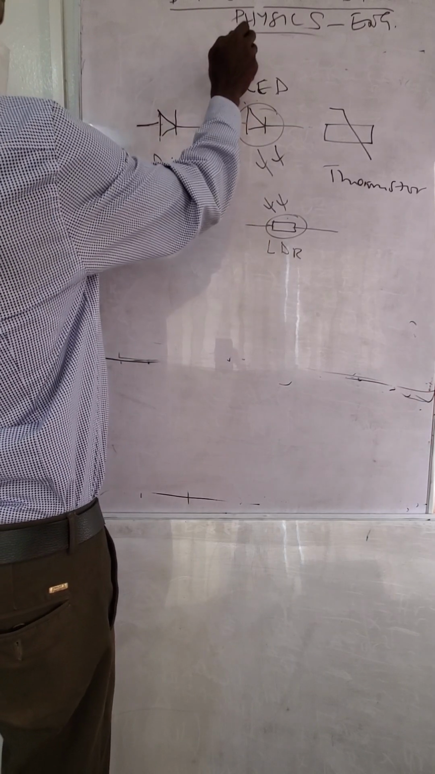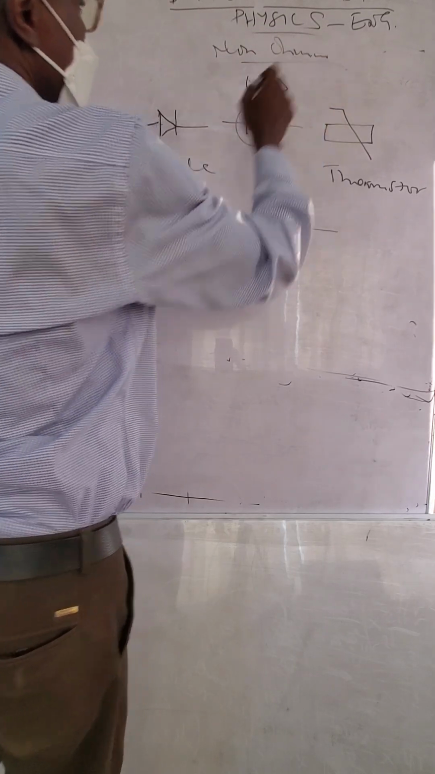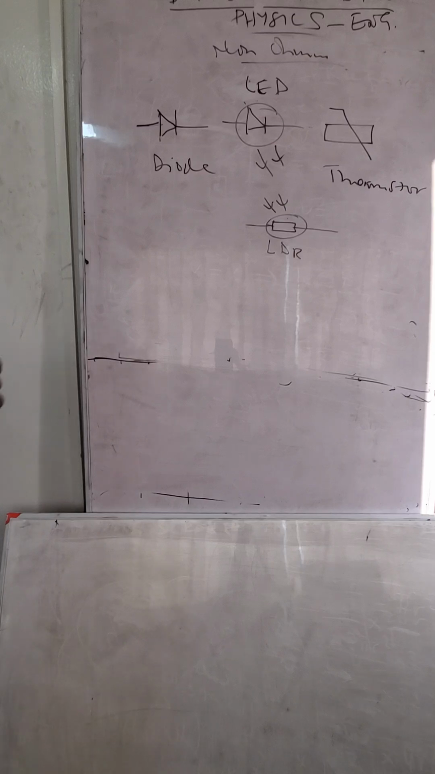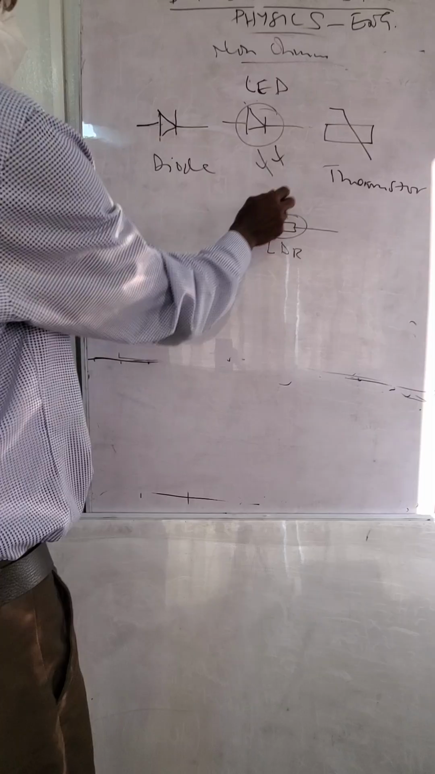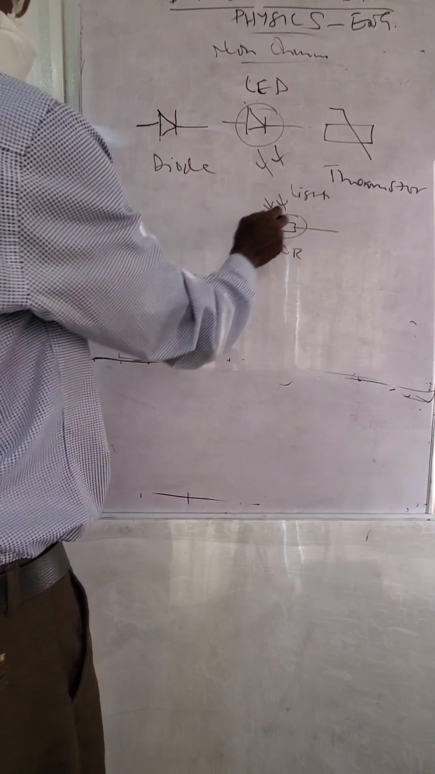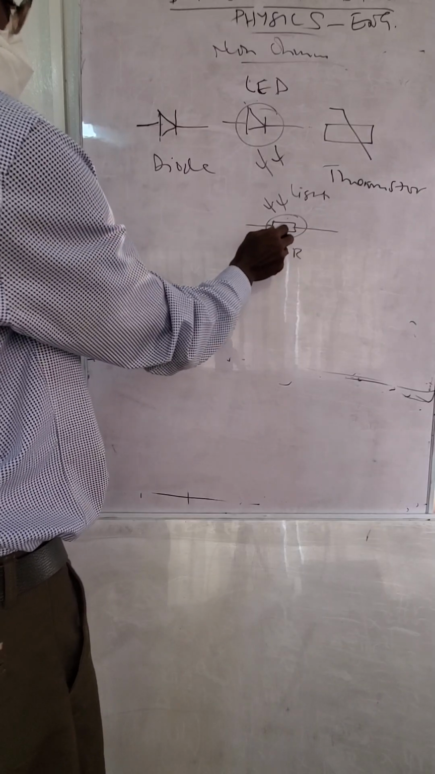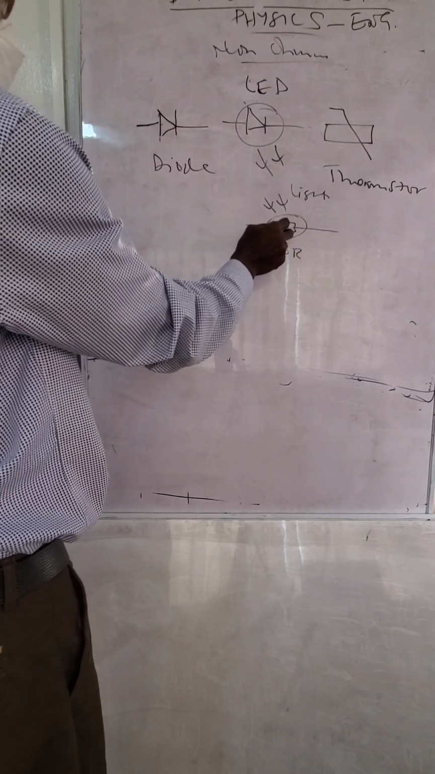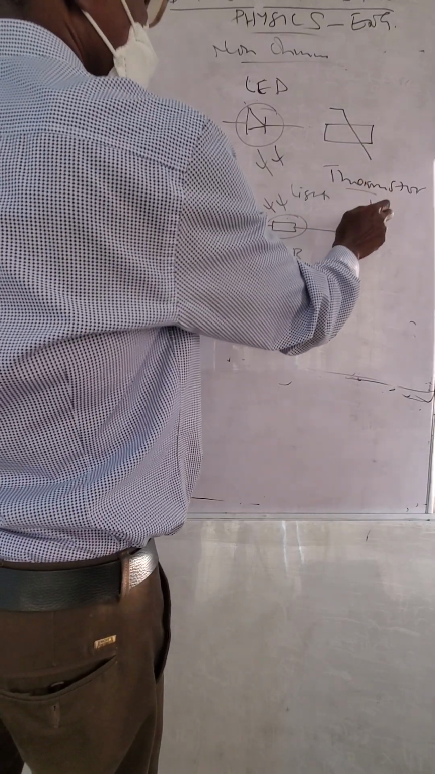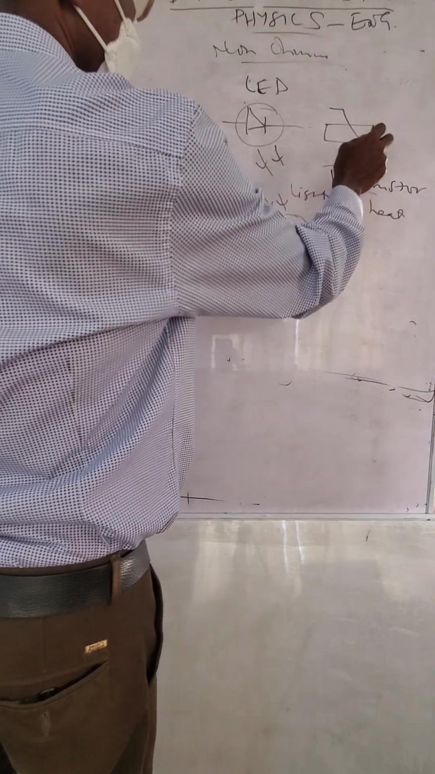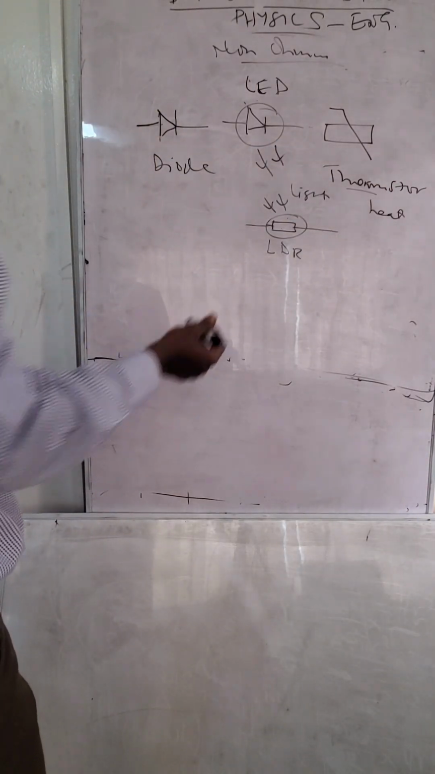So these are non-ohmic devices. This one, for example, is light. The light falling on it determines how much it resists. It's a type of resistor, but it depends on the light falling on it. Now this is a thermistor, so this rather depends on heat, the temperature. Heat changes its resistance. So this is light.